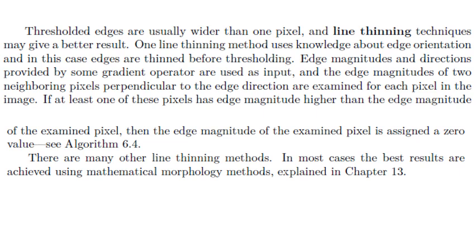If you want to use a line thinning method, you need knowledge about edge orientation. Orientation is how the tangent to the line changes, or the direction. If you want to use a line thinning method, we need to have information about edge orientation, and in this case the edges are thinned before thresholding. So before we go for much more sophisticated thresholding, if you want to go for line thinning, then we have to have some information about the edge. So this is a little about edge thinning.